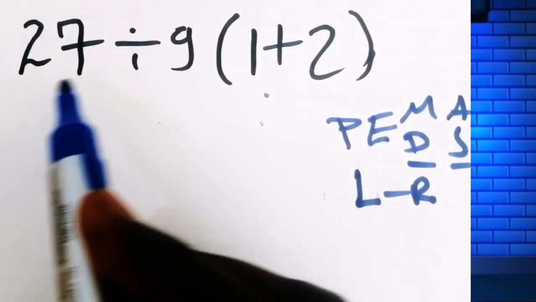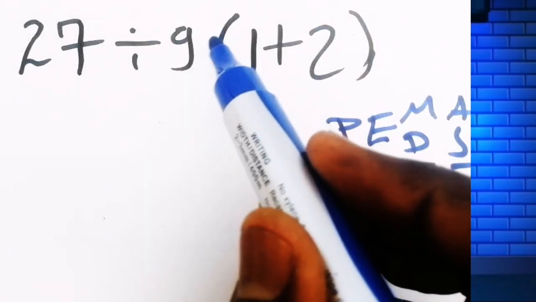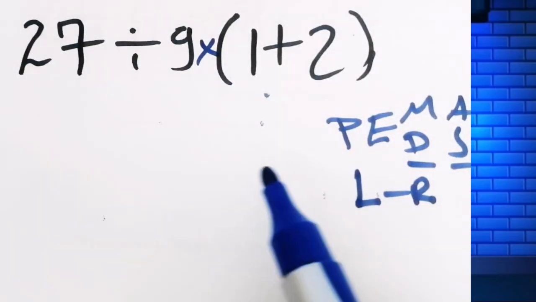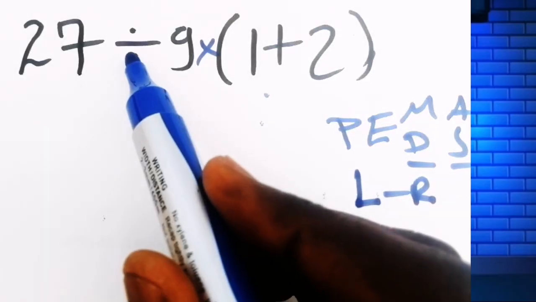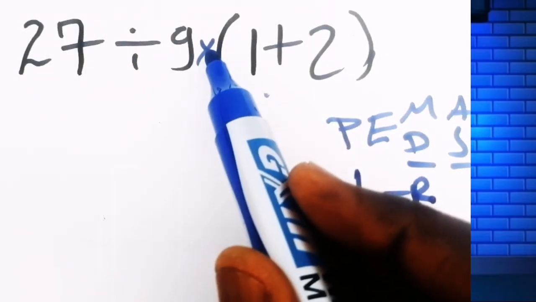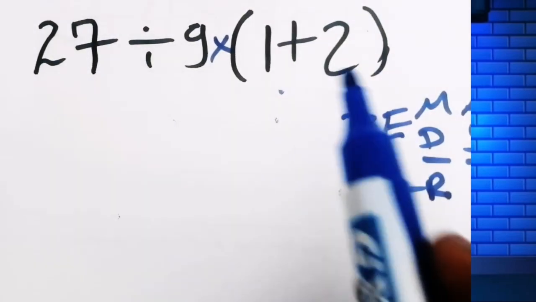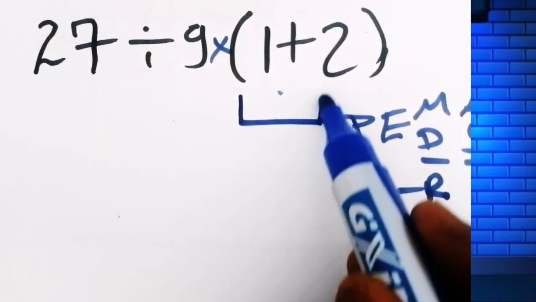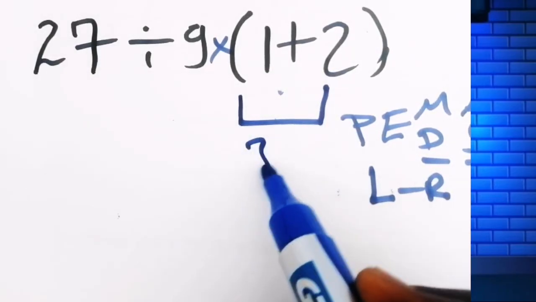In this expression, there is one division, one parenthesis, and one multiplication here. According to PEMDAS, first we have to do this parenthesis, then this division, and finally this multiplication. If we multiply this before this parenthesis or this division, it is wrong. Therefore, according to PEMDAS, first we have to do this parenthesis, 1 plus 2, which gives us 3.